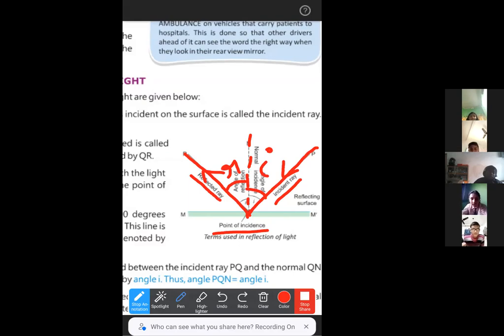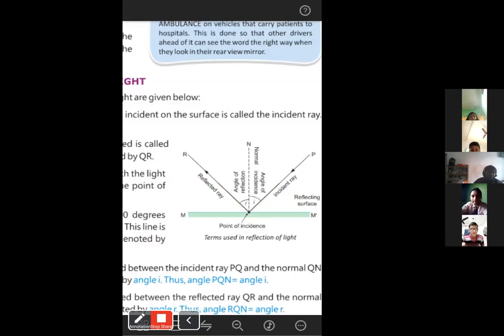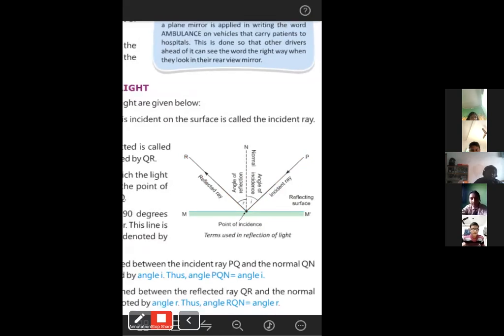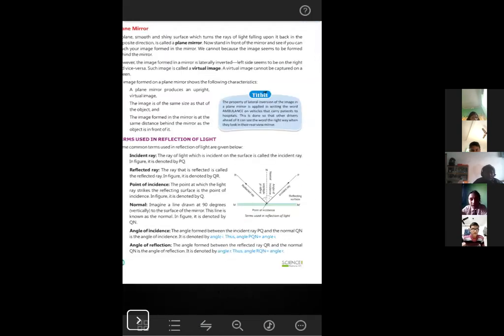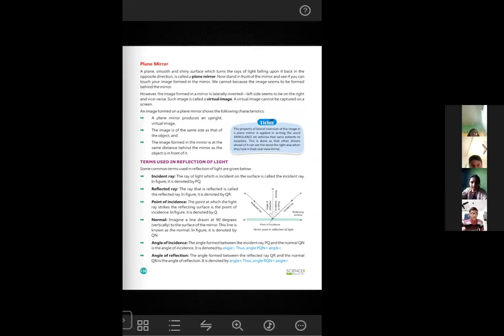Reflection can be of two types. One is regular reflection, another one is irregular type or mode of reflection. Now I have told you previously in previous classes about the plane mirror, right? So there are two different types of mirrors. One is the plane mirror and another is the spherical mirror or curved mirror.